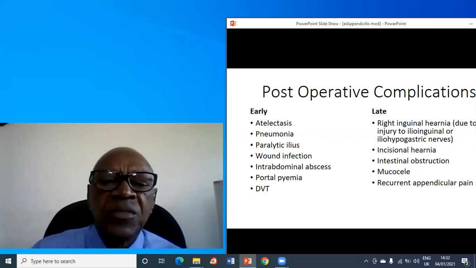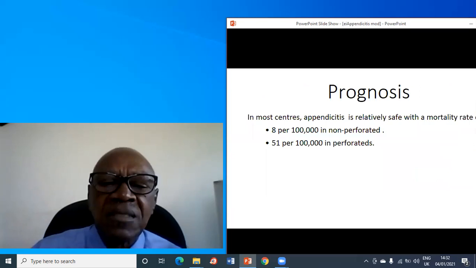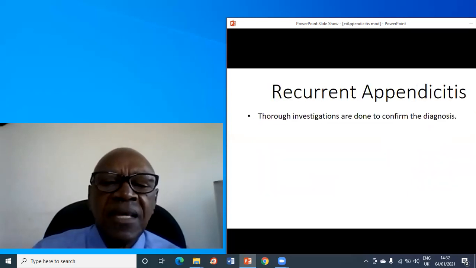Prognosis. In most centers, appendicitis is relatively safe with a low mortality rate. 8 per 100,000 in non-perforated, and 51 per 100,000 in perforated. Recurrent appendicitis. Thorough investigations are done to confirm the diagnosis.